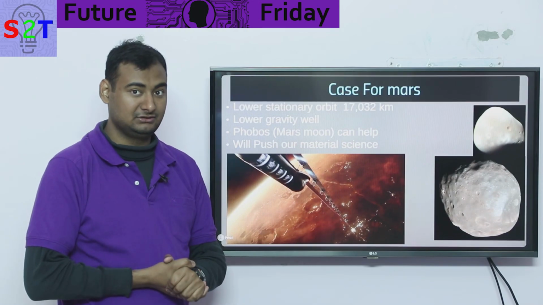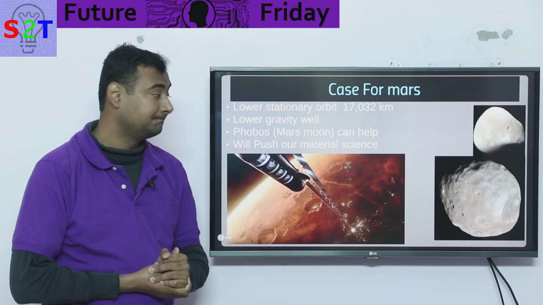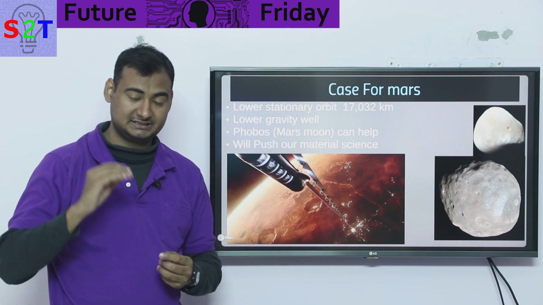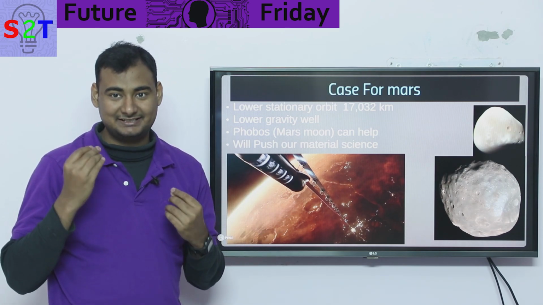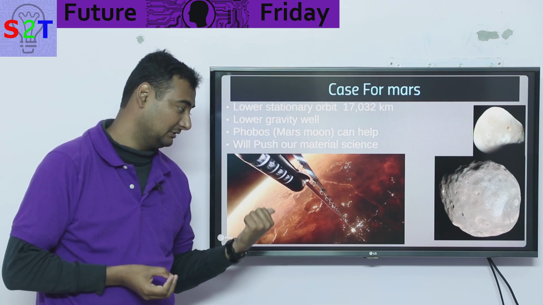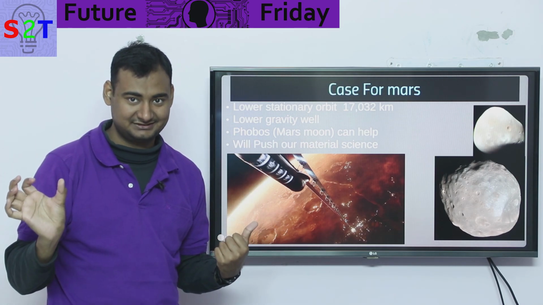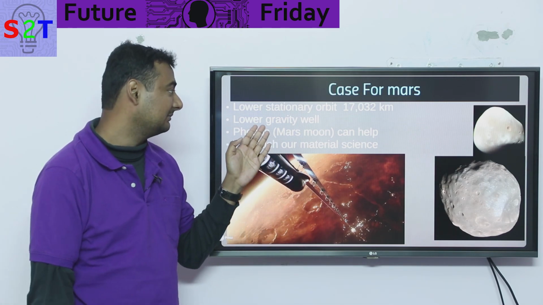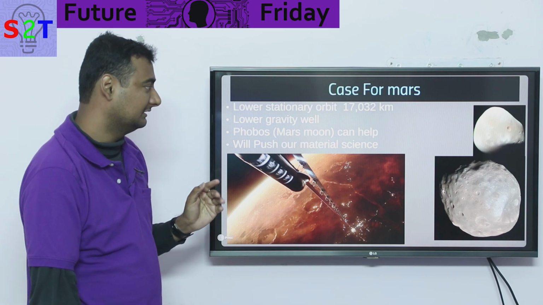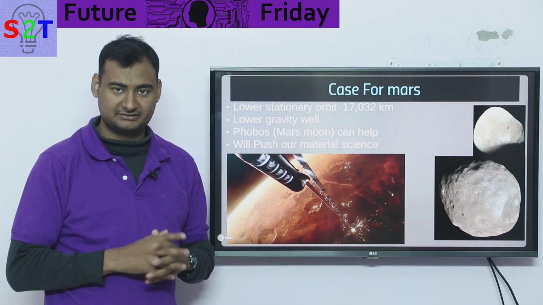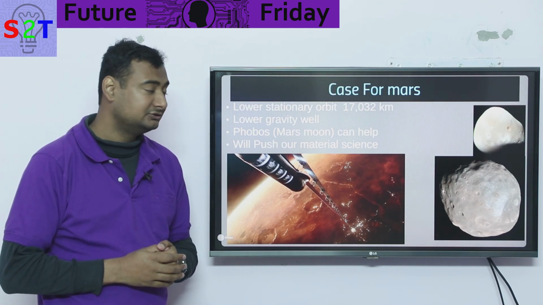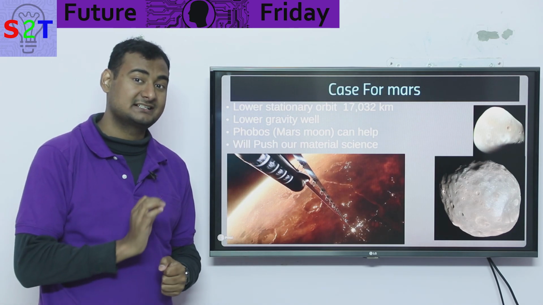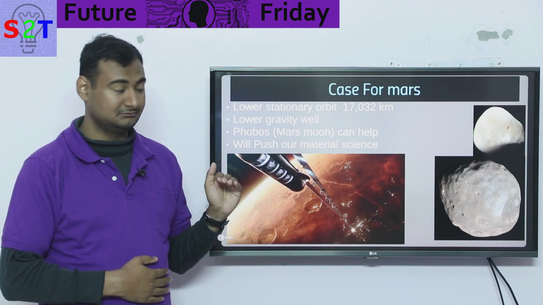Now, okay, if we can do this on the moon, what about doing it for Mars? Mars has one good thing: it has a low stationary orbit. The reason we can't call it geostationary in the case of Mars is because geo means Earth, geocentric. That's why I'm calling it stationary orbit. It's at 17,000 kilometers. Now you might be like, okay, that's very close. If we can do it with Kevlar on the moon, can we do it here? Yes, because it also has lower gravity. However, not as low as the moon. It's many times higher than the moon.